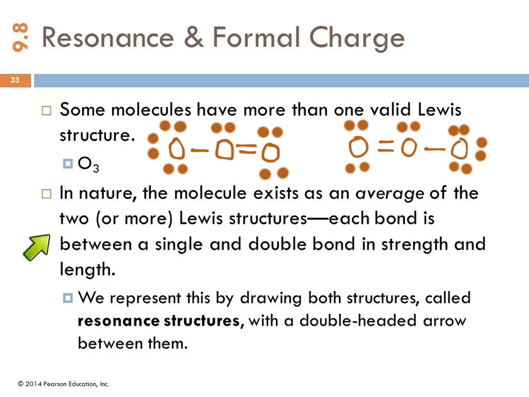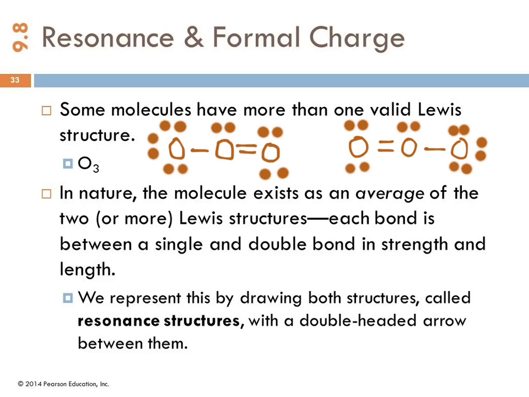In nature, what happens is the molecule exists as an average of the 2 Lewis structures. This molecule would have a dipole moment, not based on differences in electronegativity, but because there's an asymmetrical distribution of electrons. There's more electrons at this end than at this end, so we would expect this to be a little bit polar, and we could check that by its behavior in an electric field.